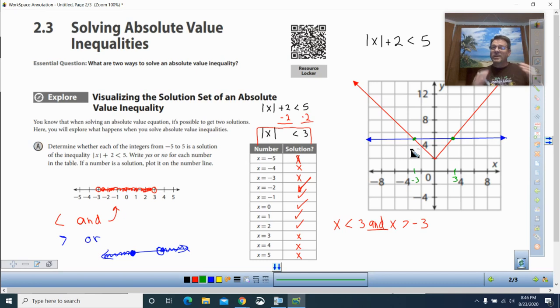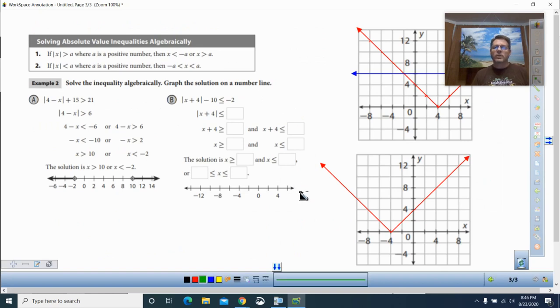graph it just like we did with the equalities, figure out -3 and +3, and now you only have to do one thing. Is it going to be shaded in the middle or shaded on the outsides? Well, since it's a less than, it's an and. So I would shade it right there. So instead of just drawing a number line, let's just take this regular graph here, and then we can say, hey, that's going to be greater than -3 and less than +3. Easy enough.